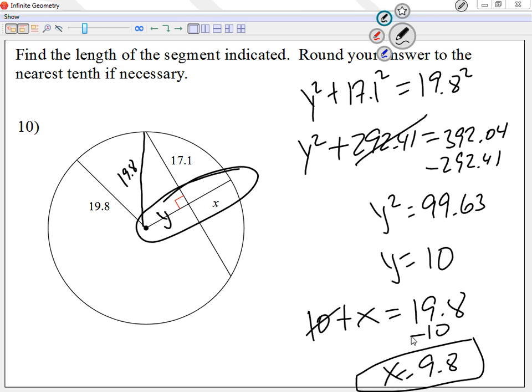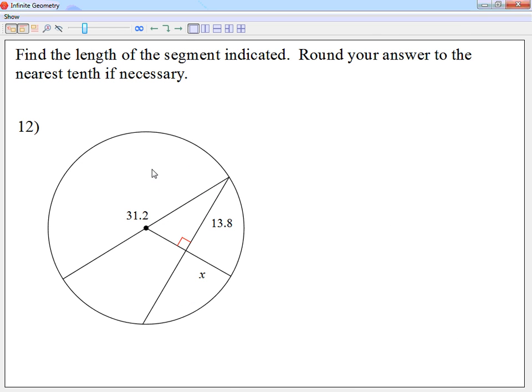Just do notice, like in number 12, let me take a look at number 12. Do notice that 31.2 is by the point. So I'm saying the whole diameter is 31.2, so the radius, half of that, should be 15.6. Looking at 12, the 31.2 is in the center, so that is the length of the whole diameter. The radius should be 15.6, which is half of it.